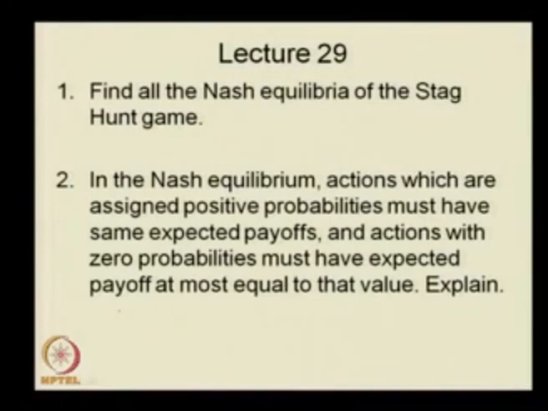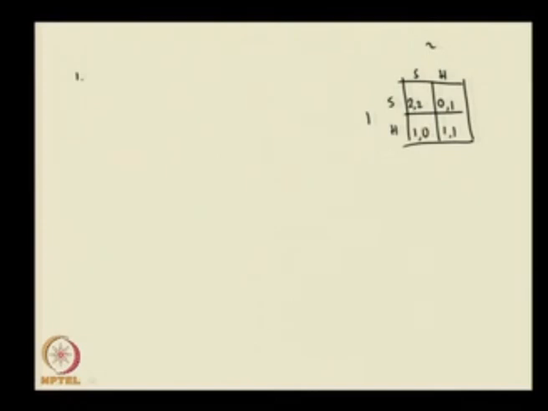Find all the Nash equilibria of the stag hunt game. What was the stag hunt game? Let us remember. So, this was the stag hunt game. We have to find all the Nash equilibria. Let alpha 1, that is the mixed strategy of player 1, be given by p and 1 minus p, and alpha 2, the mixed strategy of player 2, be given by q and 1 minus q.